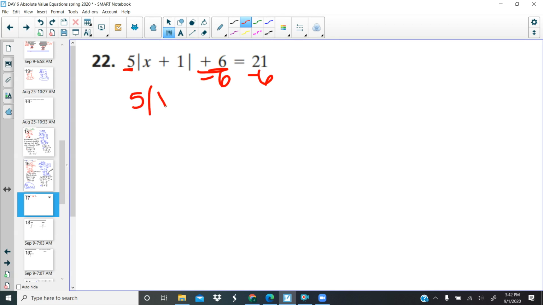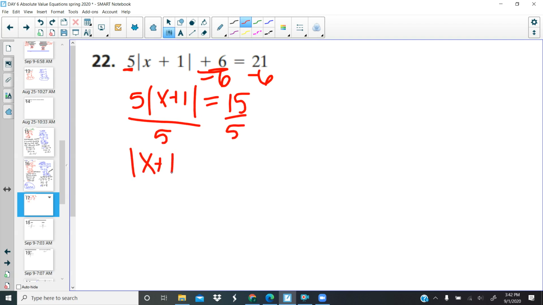And then we're going to have 5 times the absolute value of x plus 1 equals 15. And then we need to get rid of the 5. So I'm going to divide by 5 on both sides, and I'm going to get the absolute value of x plus 1 equals 3. And so at that point, this is where you want to break it into the positive case and the negative case, because now we have just the absolute value by itself on that left-hand side.